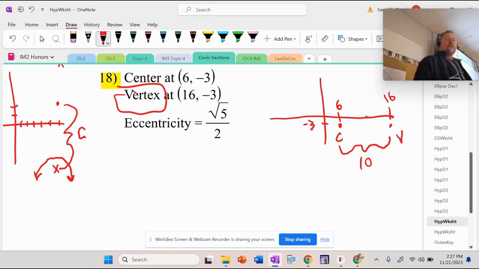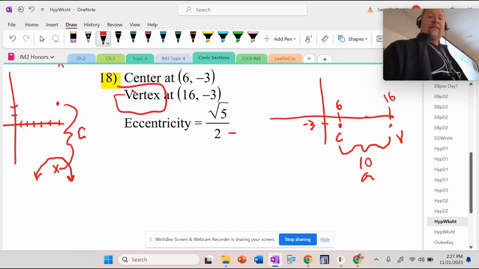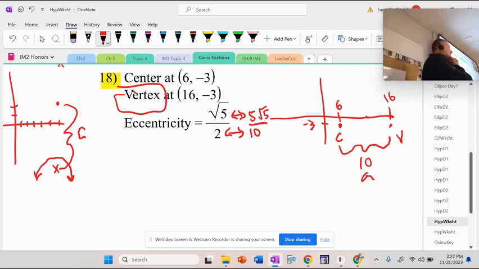You got to understand that from this given information. Wait a minute. A is supposed to be 10. So what does that mean this top is then? 5√5. That's what C is. And by the way, I already have my center.